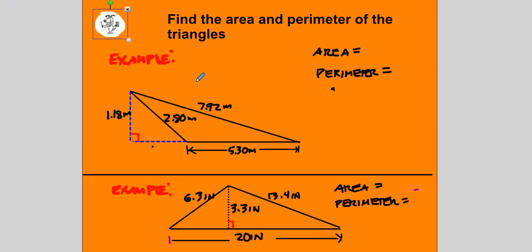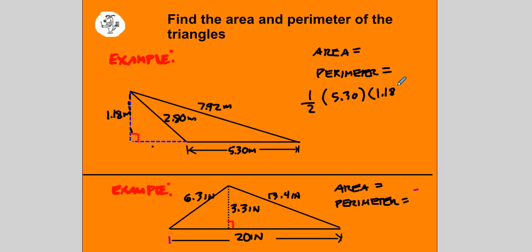Alright, so now let's do some problems. We've got some decimals here, but that's good practice. We need to practice that. So the area of a triangle is 1/2 base times height. So in our particular triangle, it's going to be 1/2 times, there's your height right here, 1.18, and the base is going to be 5.30 meters. So that's 1/2 of 5.3 times 1.18.